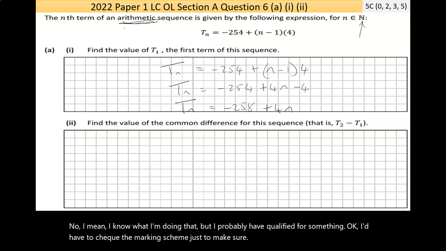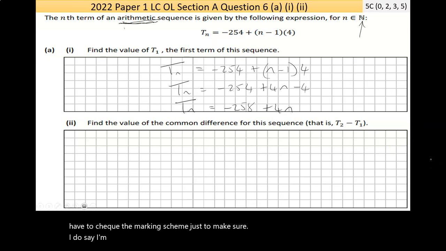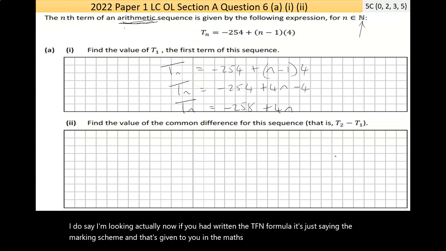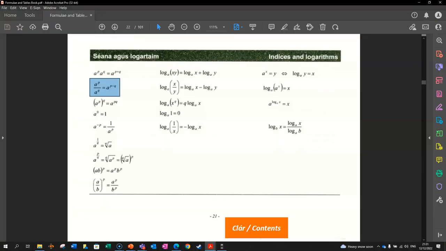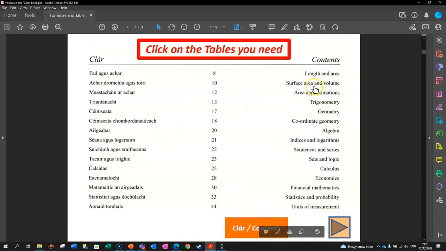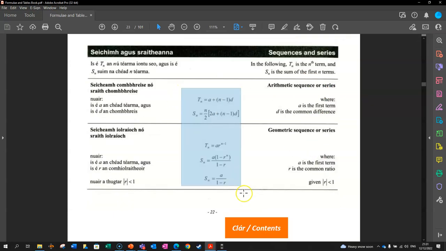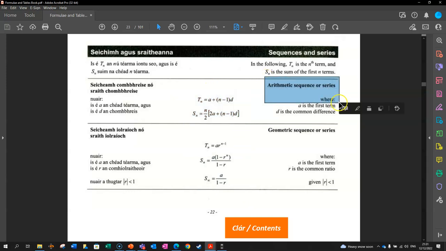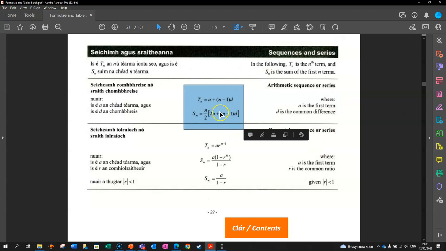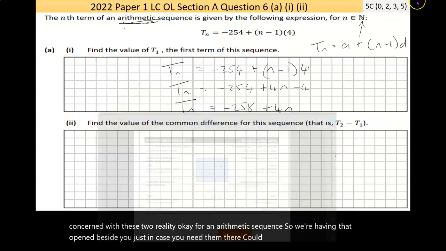Yes, I'm looking at the marking scheme right now. If you'd written the T of n formula, T of n is equal to a plus (n minus 1) by d, that's given to you in the maths tables. If I bring over the maths tables, in the contents page, this is sequences and series. These are the formulas that matter. We might only be concerned with these two in reality for an arithmetic sequence. So have that open beside you, just in case you need them.